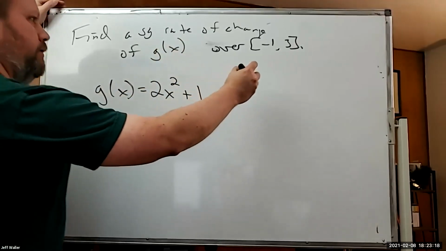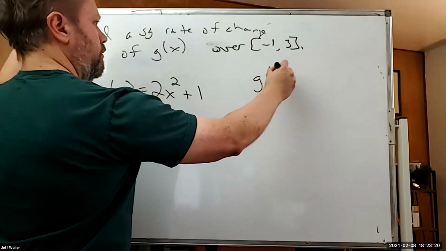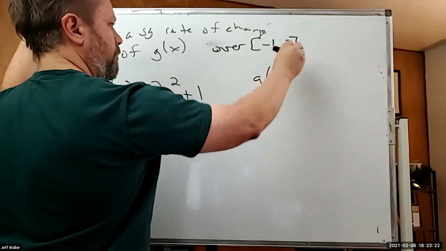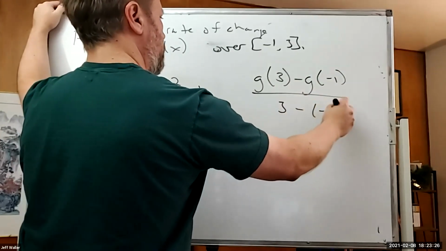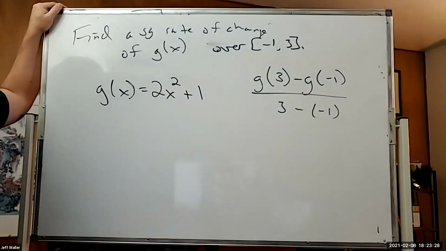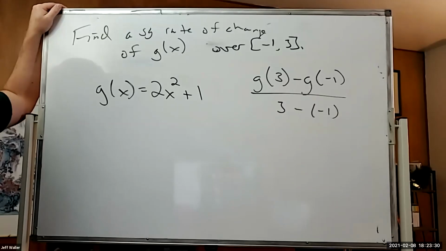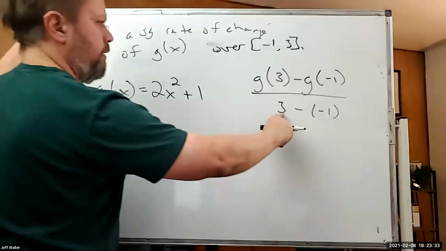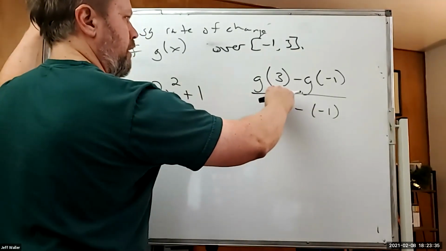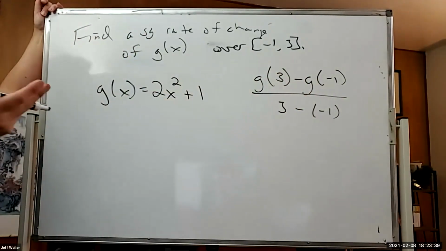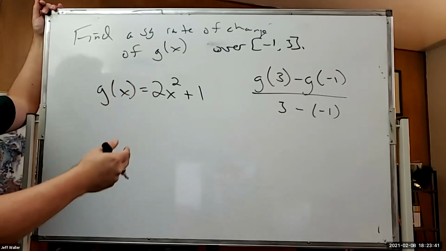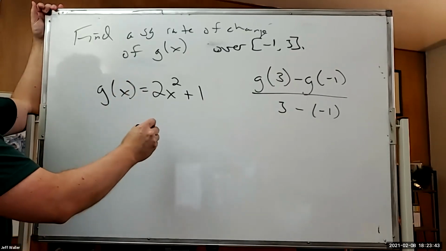So again, the idea here would be g of where I end up minus g of where I start, and then the difference in the inputs. So you can think of this as how many steps I take, and this is how much I changed over those steps. So that's the idea. And it's just slope. So now that you know it's just slope, it's easy, hopefully. So what's g of 3?